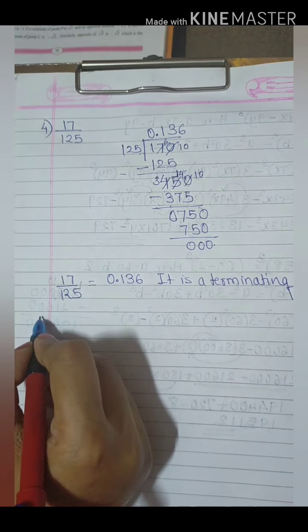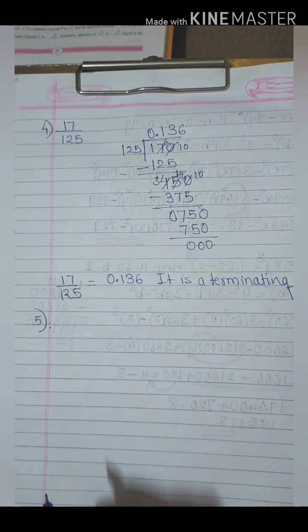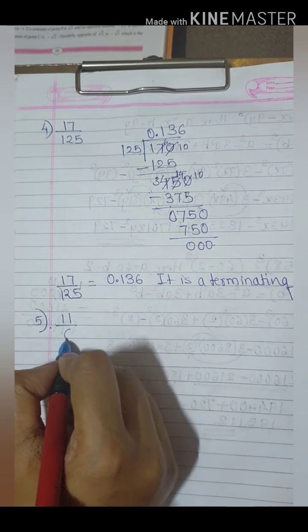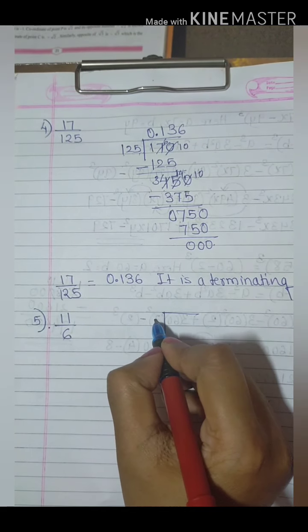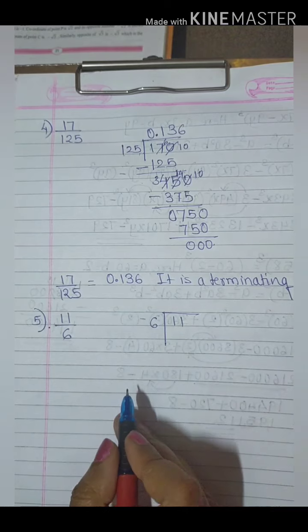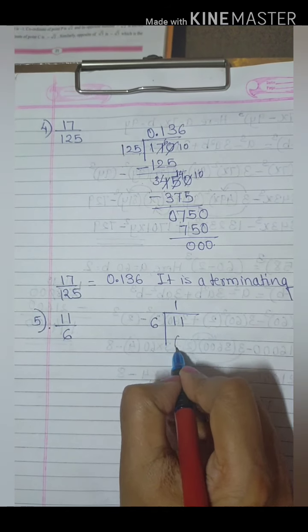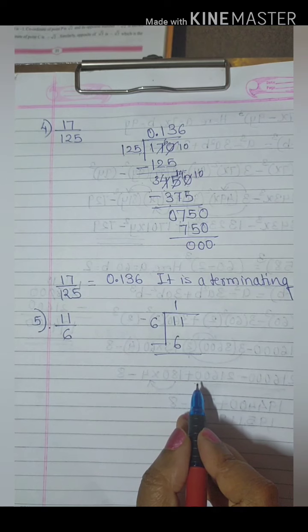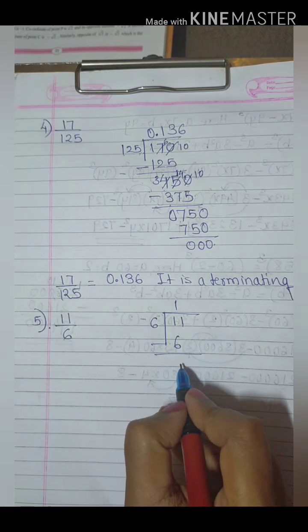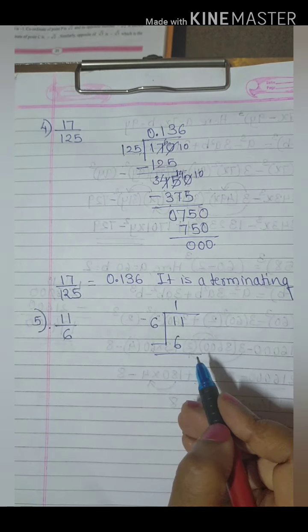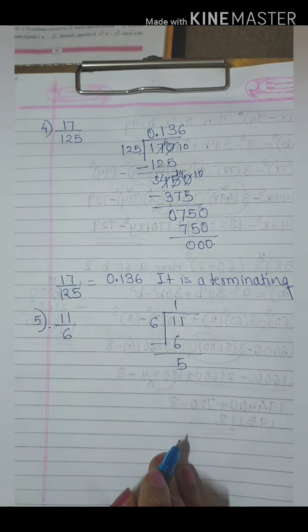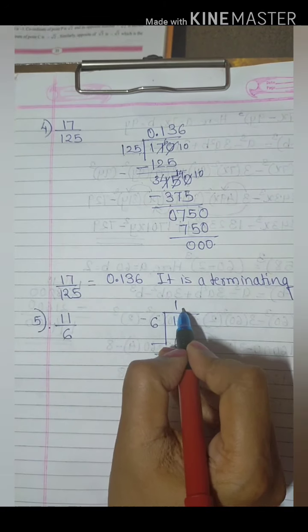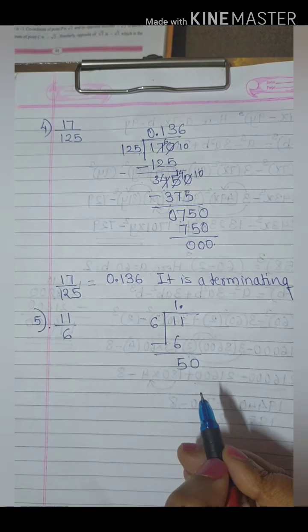Okay, now we are going to move to the fifth, that is 11 upon 6. Now here I am taking 6 and 11, so 6 ones are 6. Okay, now the answer will be here. 11 minus 5 is what? Sorry, 11 minus 6 is 5. Okay, now we have to take the decimal. I will get 0 here.